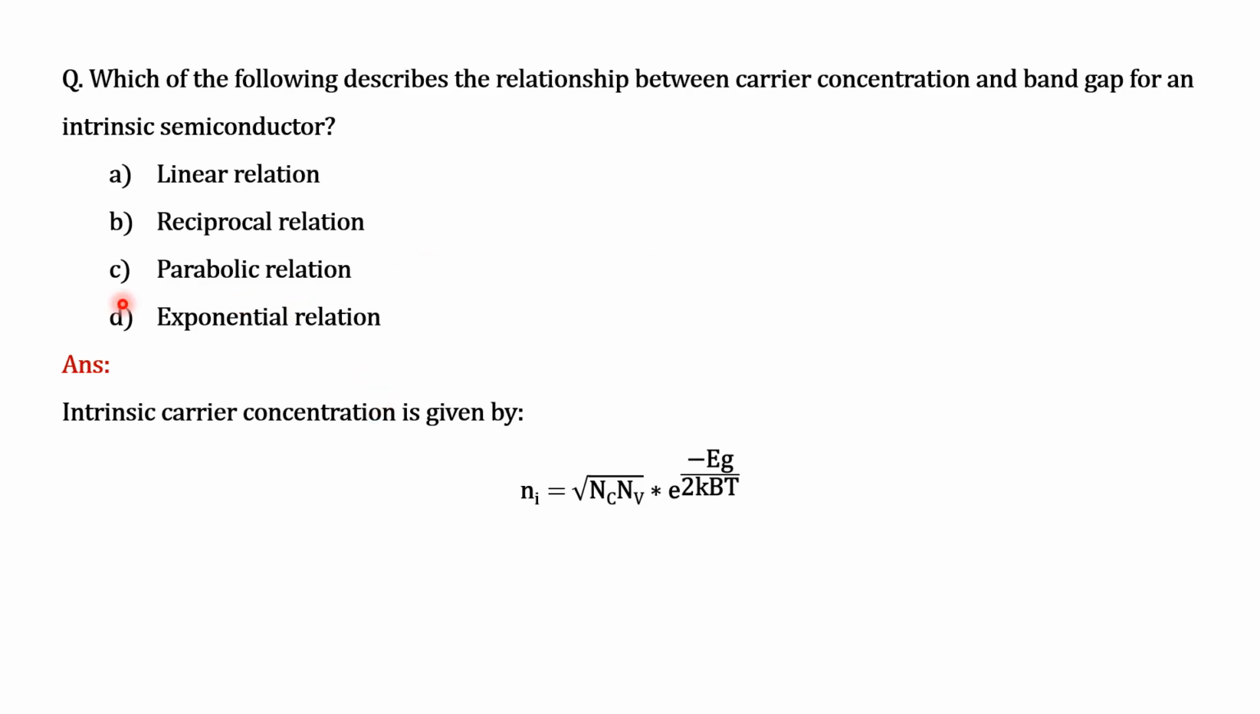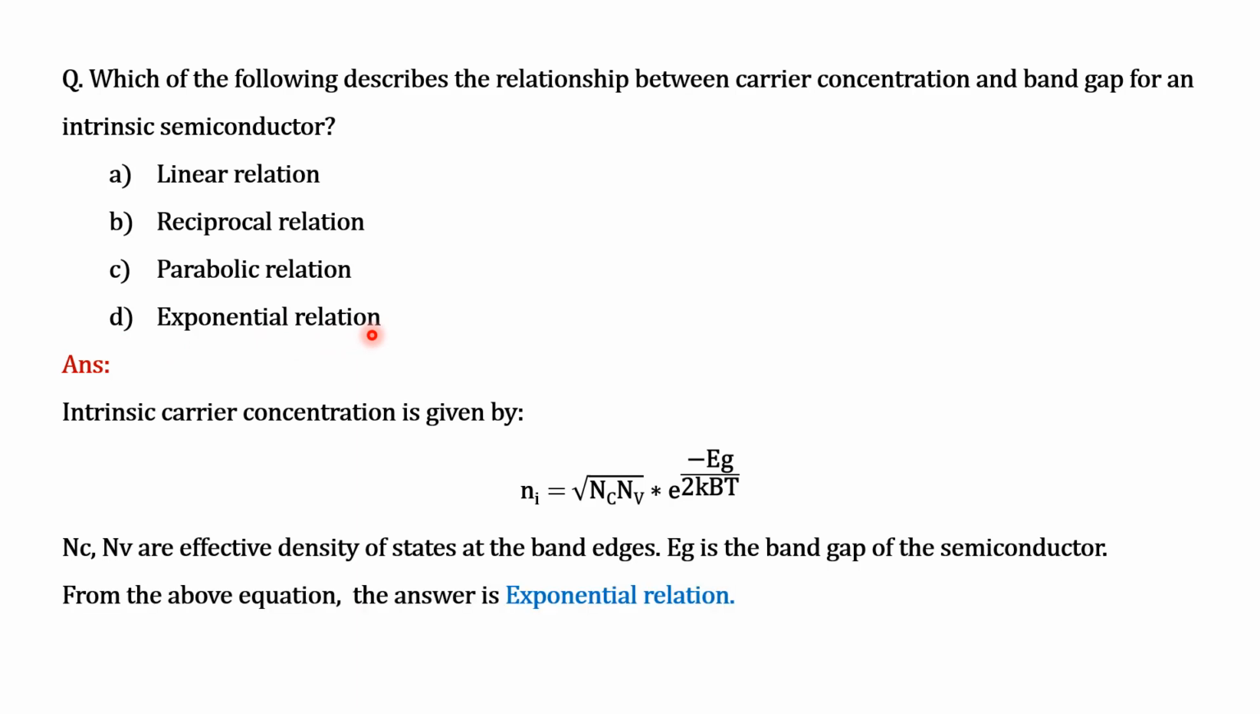So basically, how do you know that it's an exponential relation? Suppose you have an equation. So this is the equation that connects Ni with Eg. So Ni is equal to root of Nc Nv e power minus Eg by 2 times Kb into T. So basically the relationship between Ni and Eg, suppose we are taking this to be a constant, then we can write Ni is proportional to e power minus Eg by some other constant, and hence it is Ni proportional to e power something. We can say that they will be having an exponential relation. So that is the answer to this question. Exponential relation is the answer.